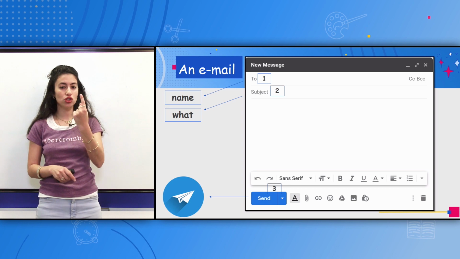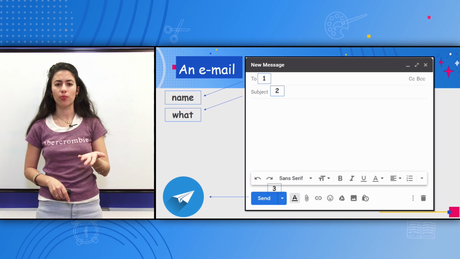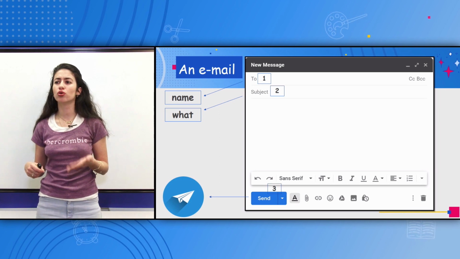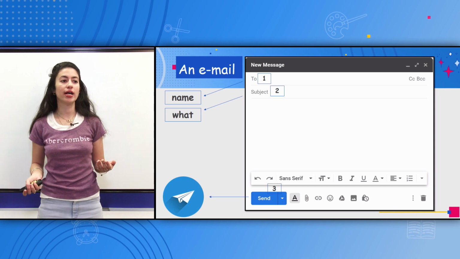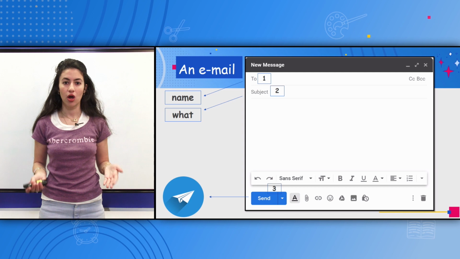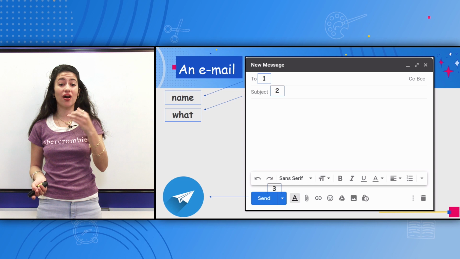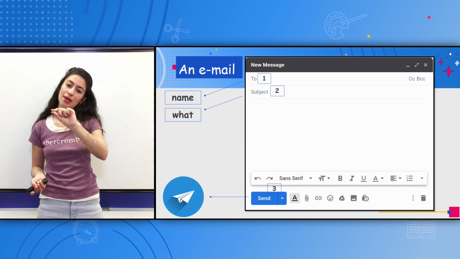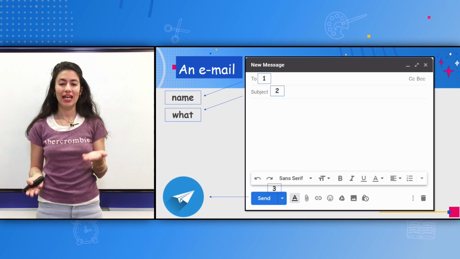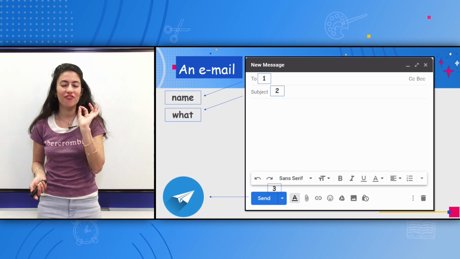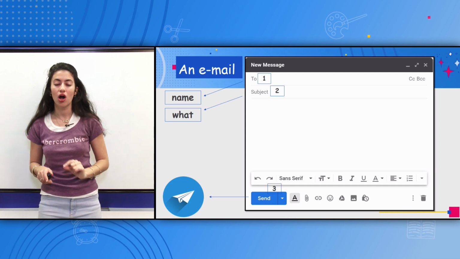Now, you see the first word is to. Number one, to. What does it mean to? If I write an email to Sol, I write an email to Nadav, I write an email to Noam, I write an email to someone. Okay, so you can see that when you have the to, you write the name of the person, of the friend that you want to send it to. Now in emails, you don't write just the name, you write the email of the person.